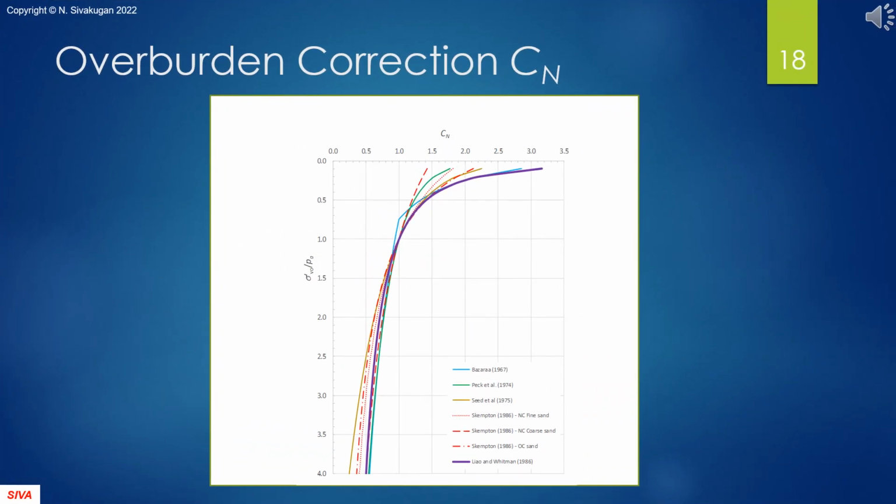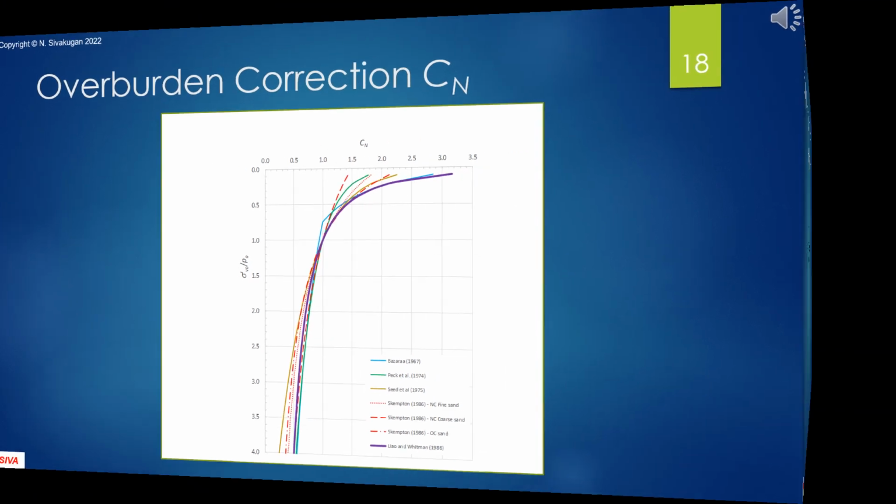Here, we have plotted the overburden correction factor Cn against the normalized effective overburden pressure, which is a measure of depth. When sigma VO' is greater than half Pa, which is about 2.5 meters depth or 50 kilopascals overburden pressure, all the expressions are in good agreement. There is significant spread at very shallow depths less than 2 meters.